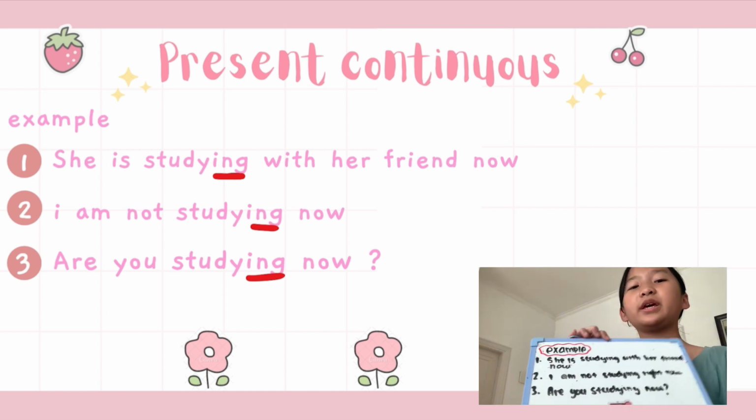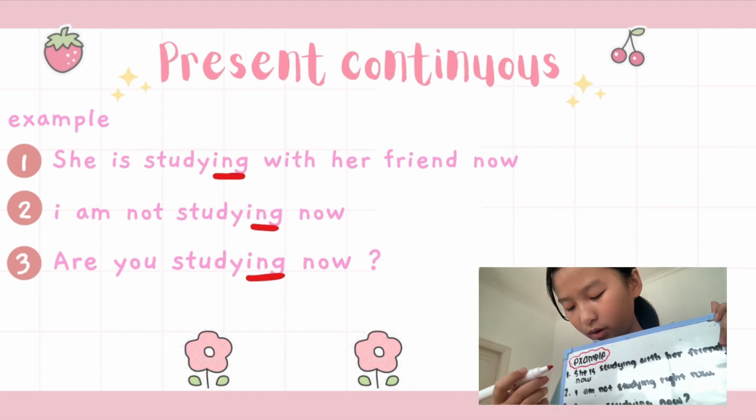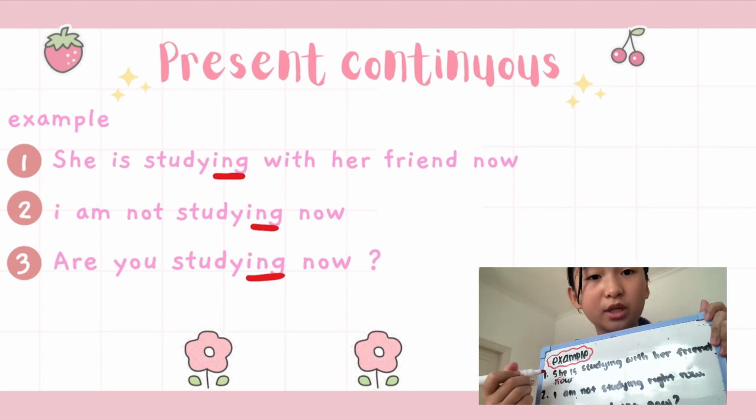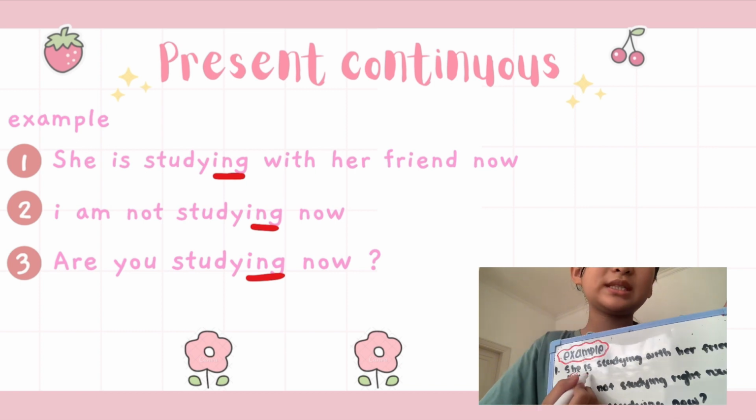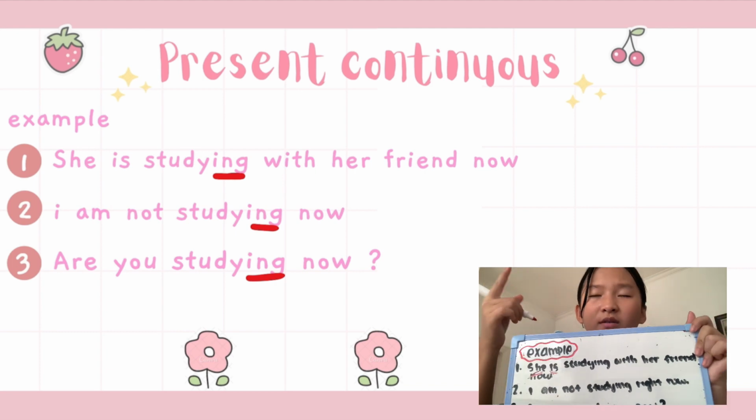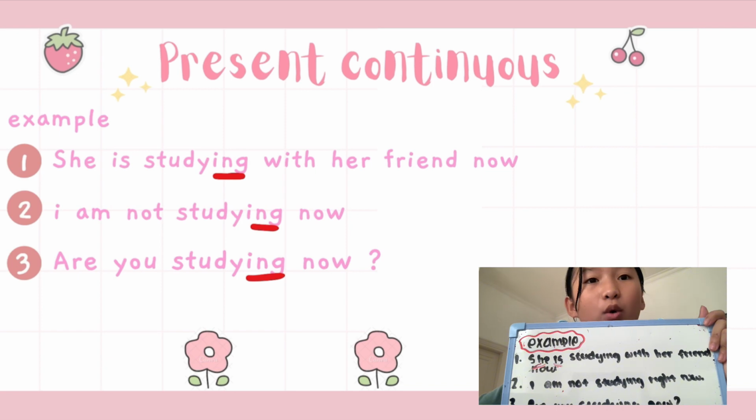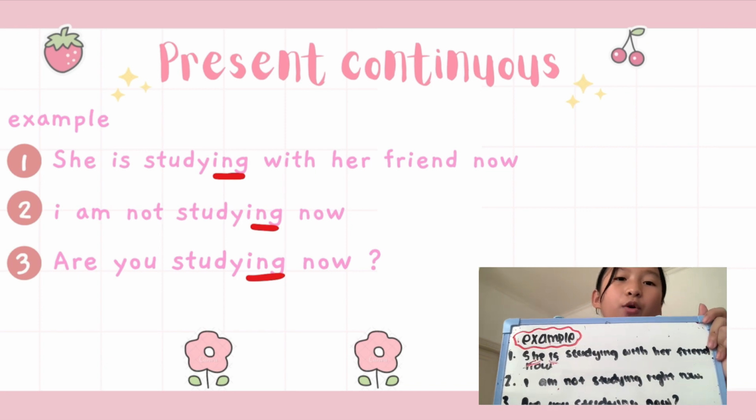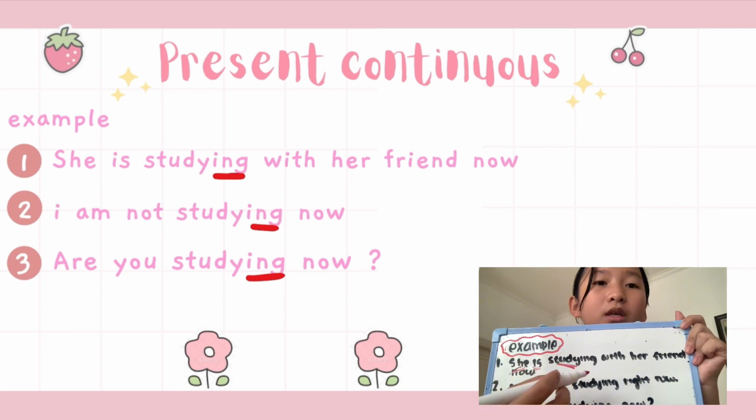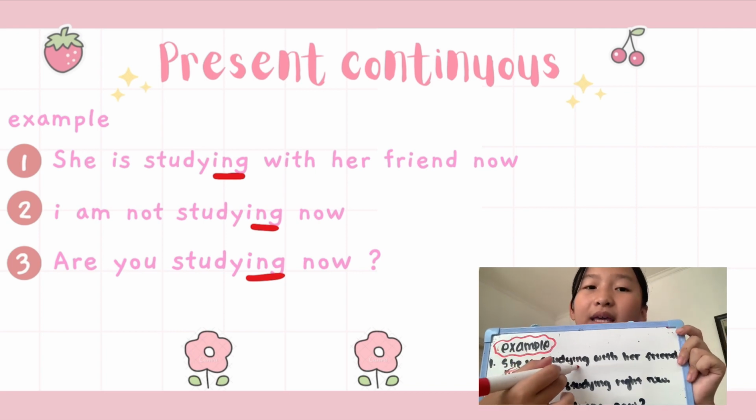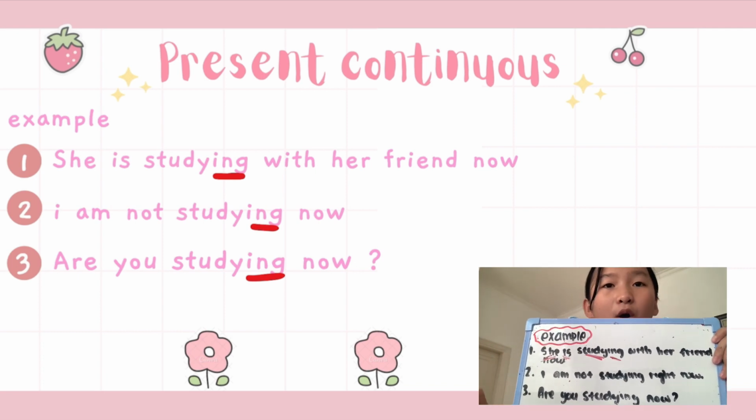Now, for the example: she is studying with her friend now. She is the subject. Because the subject is she, we need to use is, because if the subject is she, he, it, we need to use is or isn't. Studying: study is the verb, so we need to add ing because the action is happening right now.